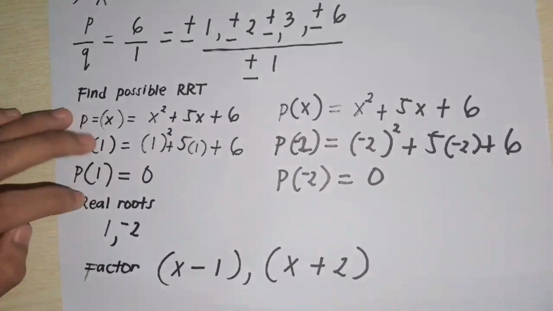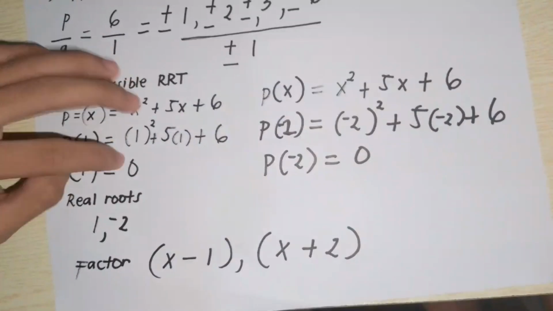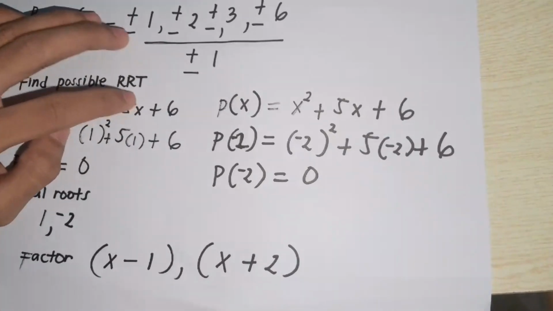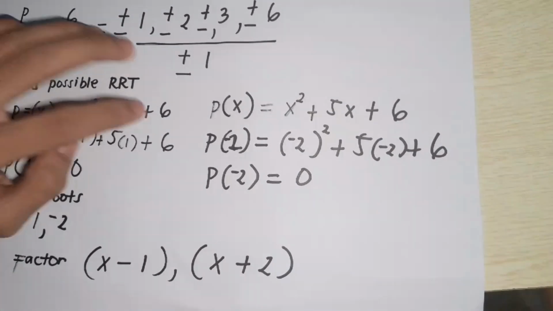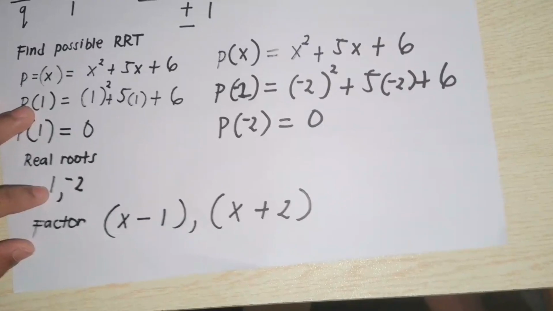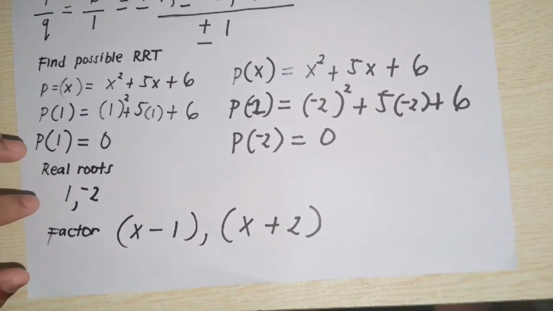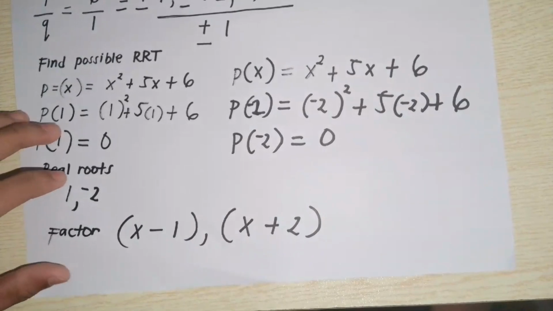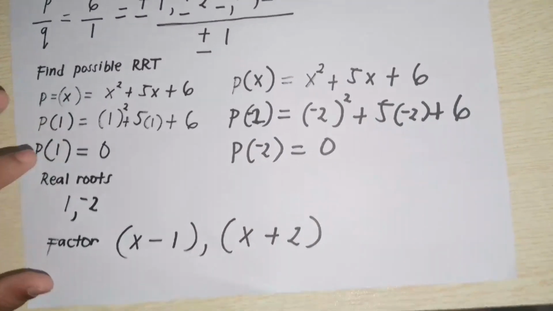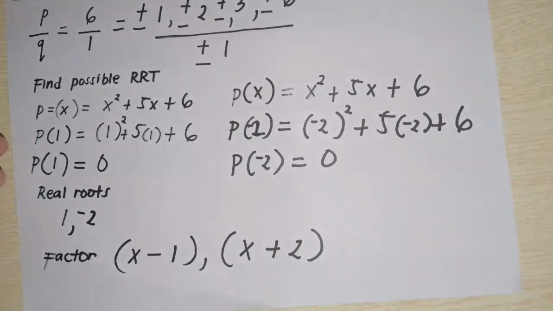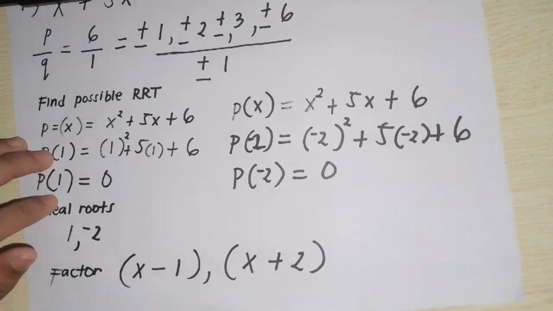For the other real root, we changed x into negative 2, and also came up with the answer 0. So our real roots are going to be positive 1 and negative 2. Therefore, the factors of x squared plus 5x plus 6 are x minus 1 and x plus 2.